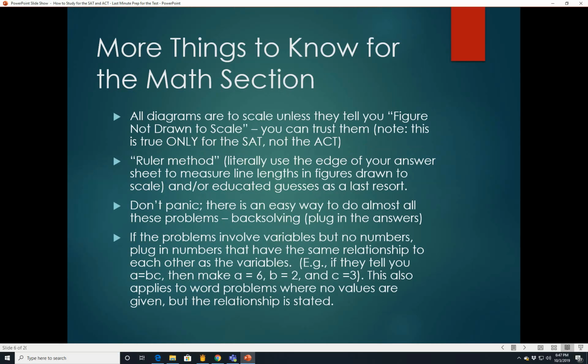More things to know for the math section. All diagrams are to scale unless they tell you figures not drawn to scale. You can trust them, and that's only true on the SAT, not the ACT, as I said before. You can use the ruler method. You can literally use the edge of your answer sheet to measure line lengths. So just mark them off with your pencil. If you know that one line is marked as having a length of 8 and you need to measure an unknown length, you can just mark off what 8 is and compare it and see what it is relative to 8. If it's shorter, it might be 6. If it's longer, it might be 10.